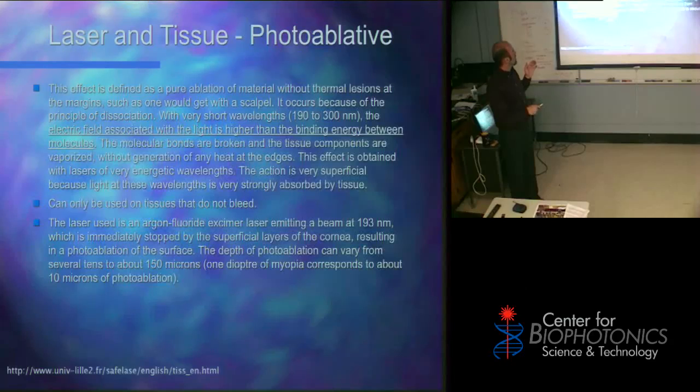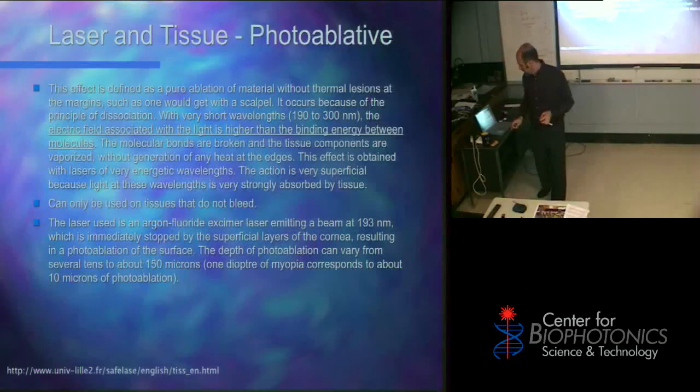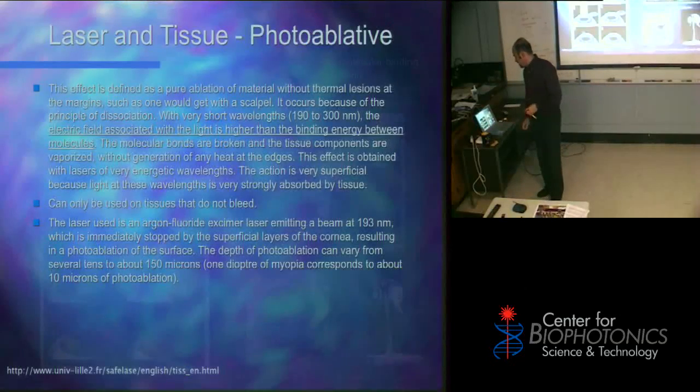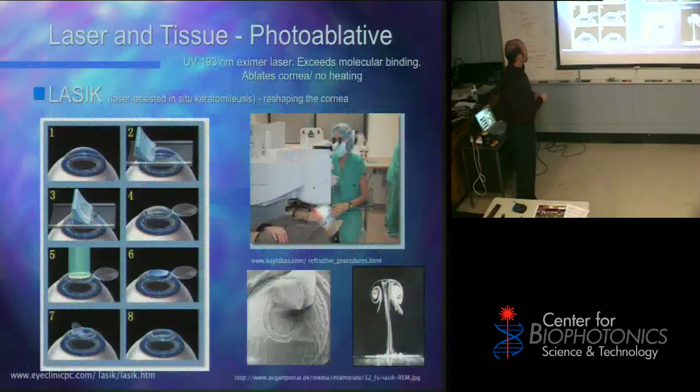So you have to use very energetic wavelengths. In this case, we use 193 nanometers in the ultraviolet. And it doesn't go very deep. So we use this on the cornea. And this is where I'll stop here. We use it on the cornea.